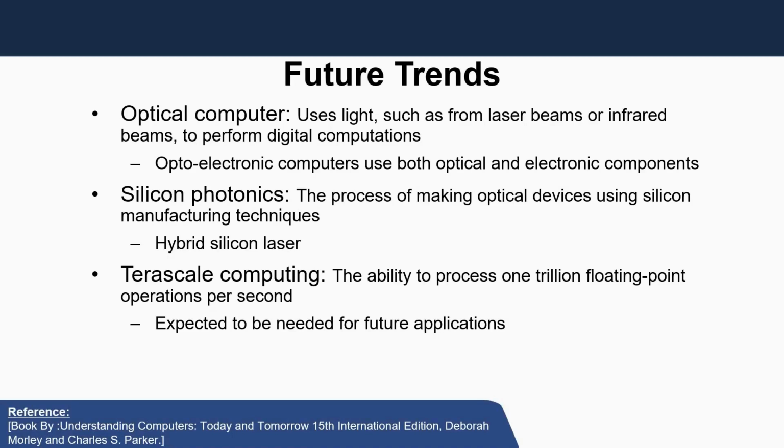Then we have silicon photonics, a hybrid that includes both the optical fiber hardware and the silicon that we are already using in CPUs. Then there is terascale computing, like increasing the number of transistors so that trillions of transistors are implemented in a single processor. Then obviously the speed of the processor will be enhanced. But all of these will still be slower compared to quantum computing.